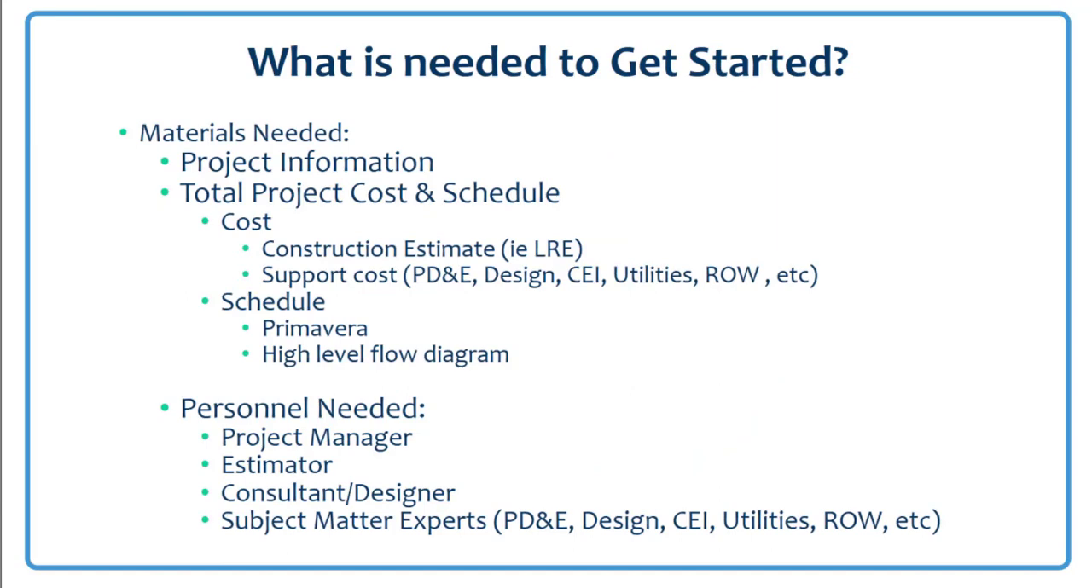So what is needed to get started? Here's where you want to start gathering the data and organize it for consistency and completeness. You'll need things like project information, total project cost and schedule, and with the cost, we're looking at the base costs of the construction costs and any other support costs like PD&E, design, utilities, right of way, things like that. And also the schedule, the Primavera schedule, or if you don't have that yet, just a high-level flow diagram.